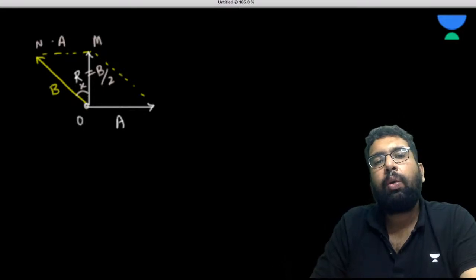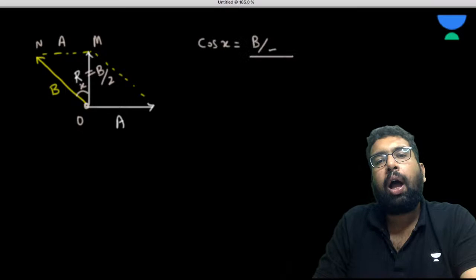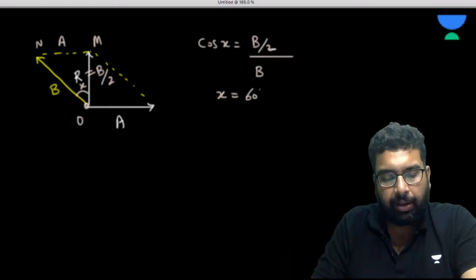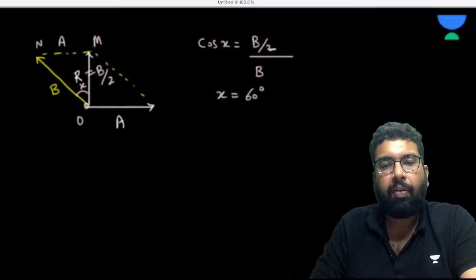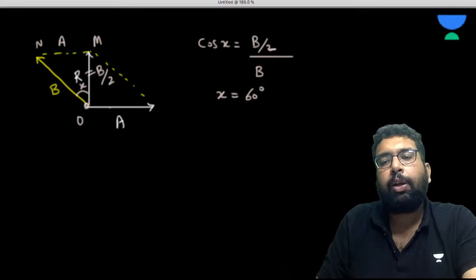Now in triangle OMN, we have cos x is equal to base, that is B by 2, upon hypotenuse. So the hypotenuse is B. So from here, x is going to be 60 degrees. Yes or no? Cos inverse half. x is going to be 60 degrees.